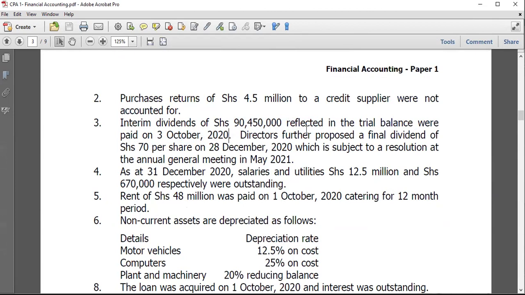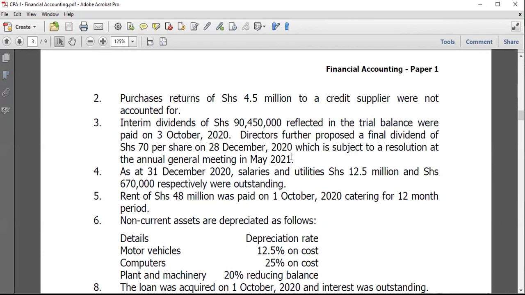They tell you that the directors further proposed a final dividend. The directors proposed a further dividend of 70 shillings per share on 20th December 2020, which is subject to a resolution at the annual general meeting. Okay. Now, what are dividends?